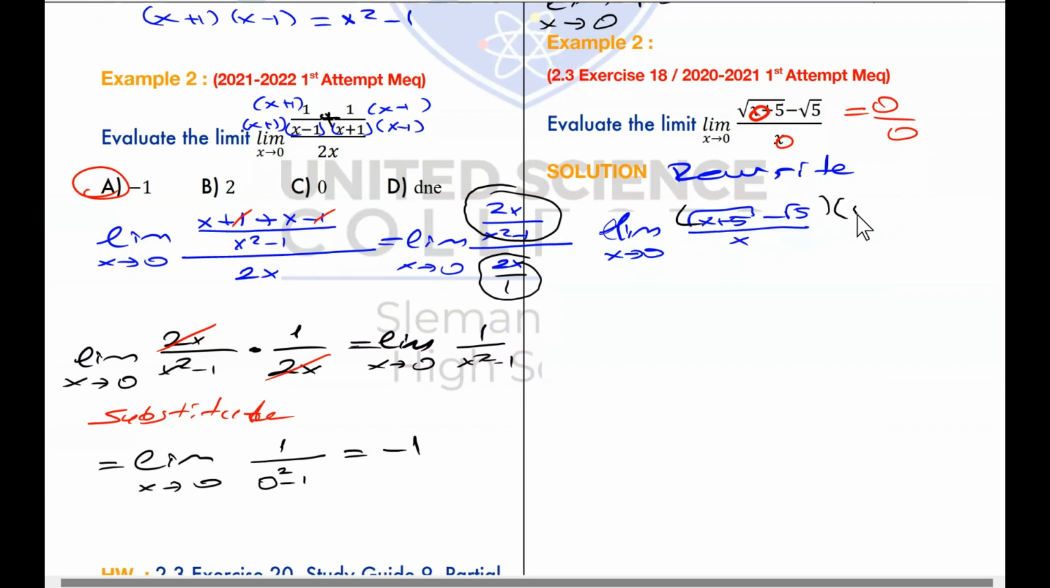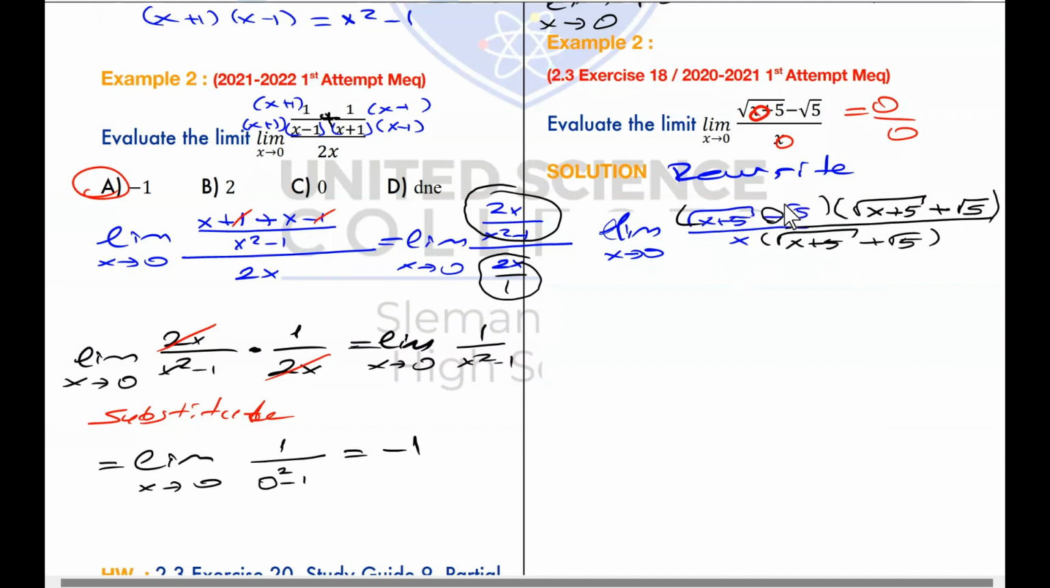What is the conjugate of square root of x plus 5 minus square root of 5? You keep the first term, square root of x plus 5, keep the second term, square root of 5, and just change the sign in between. Negative becomes positive. And you don't just multiply this by the top, you also multiply it by the bottom to keep the balance. So do not touch the bottom.